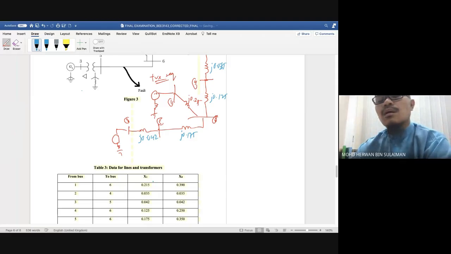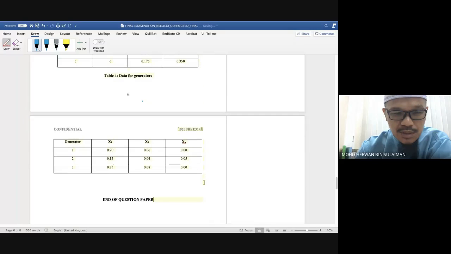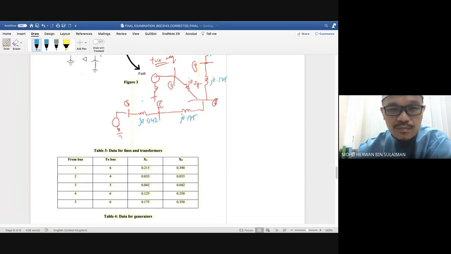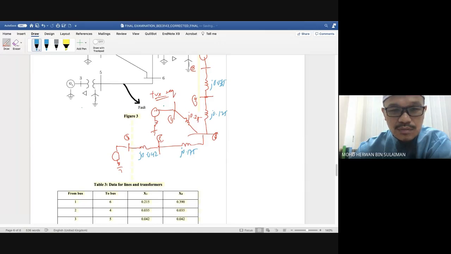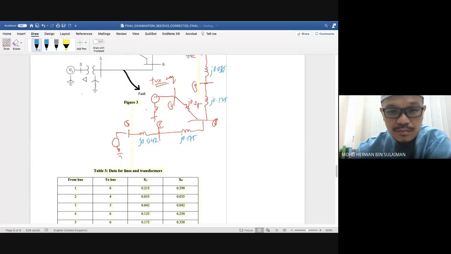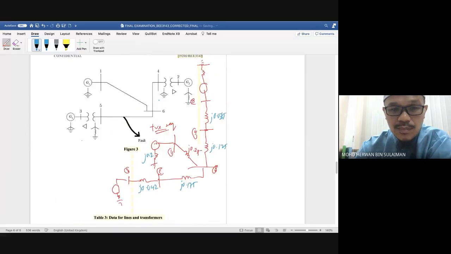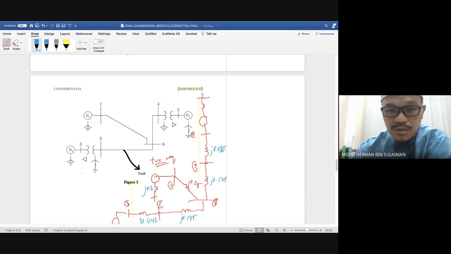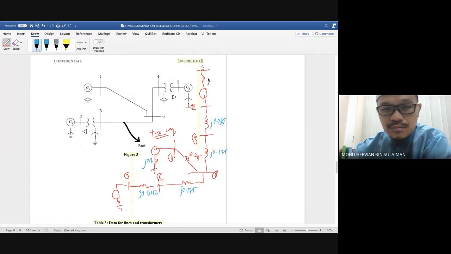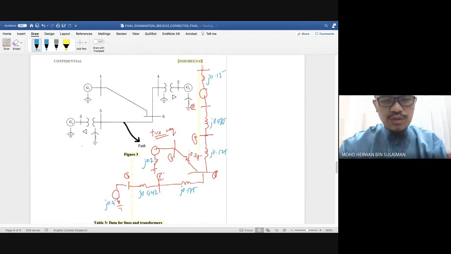Okay, this is positive sequence and then you put back all the values of generators. 1 0.2, 2 0.15, 0.25. This one G1 0.2. G3 0.15 kan, G2 0.25. Okay, so this is positive sequence.